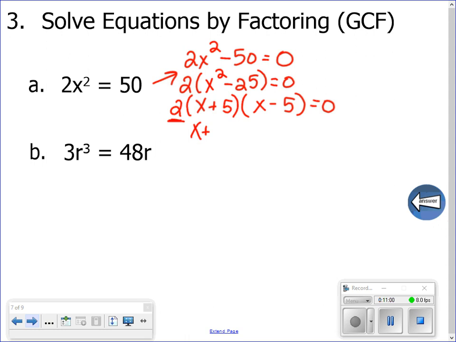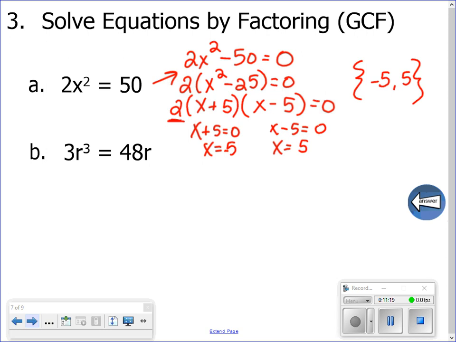We have x plus 5 is equal to 0. We have x minus 5 is equal to 0. So it gives me x is equal to negative 5, and x is equal to positive 5. So I see that my two solutions here are negative 5 and 5.